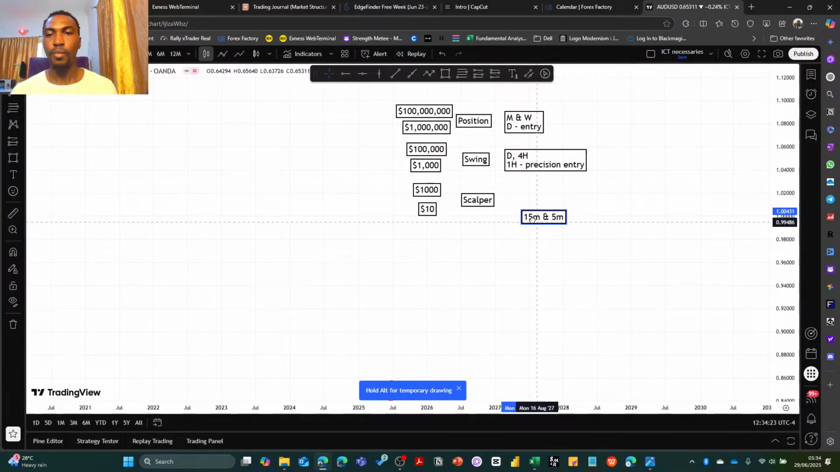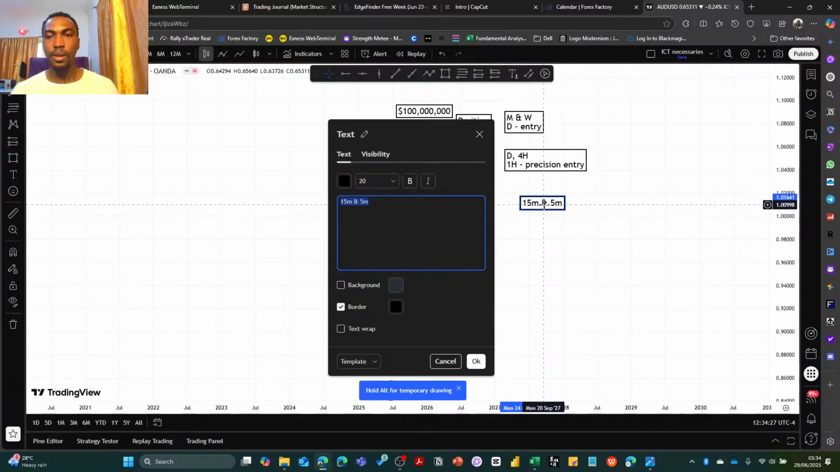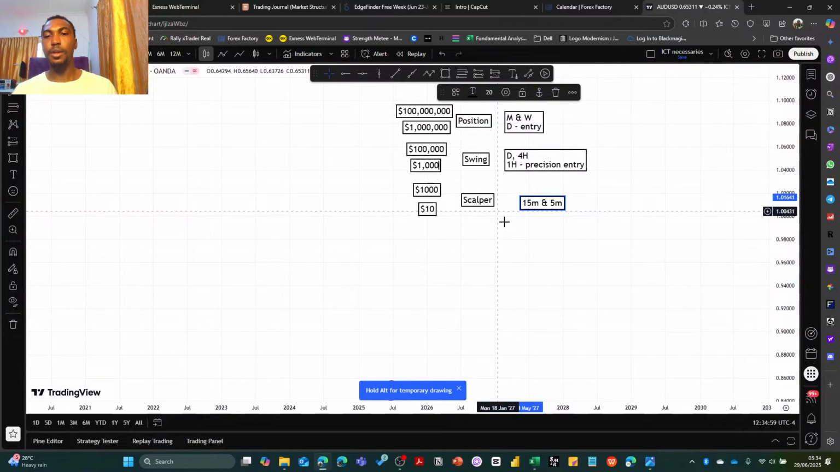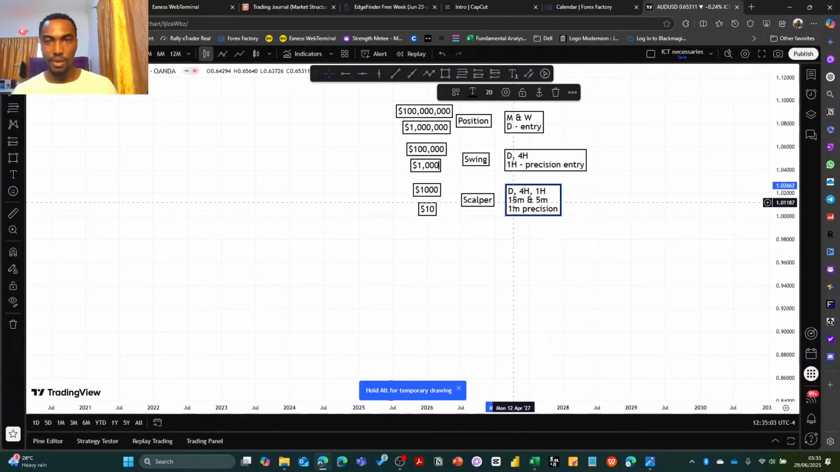Now the thing with scalping is this, right? There is 1 minute and 5 minutes precision entry. But guess what? This is why scalping is actually much more challenging for the human brain to comprehend. You need to look at the entirety of the dealings. You need to look at the 4 hours or 1 hour. These are your observation zones. Like you need to observe this. Now you can see the differences.